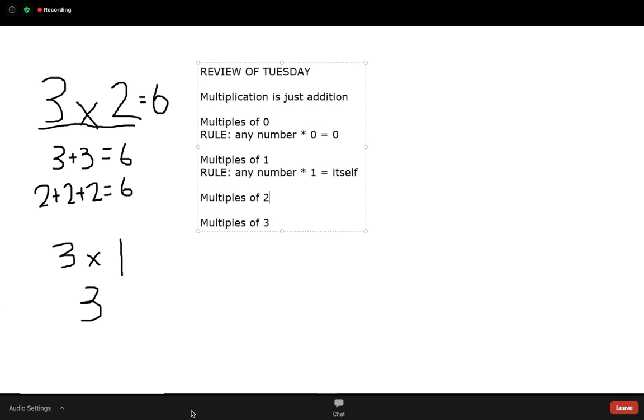And for multiples of 2 and multiples of 3, each of them have their own little check that you can use to make sure that you're on the right path. So when it comes to multiples of 2, what you want to do is check if your answer is even.